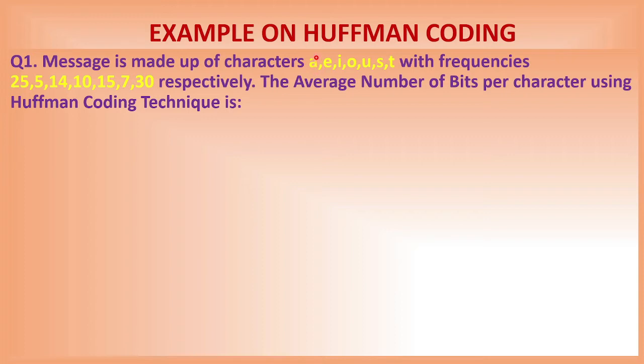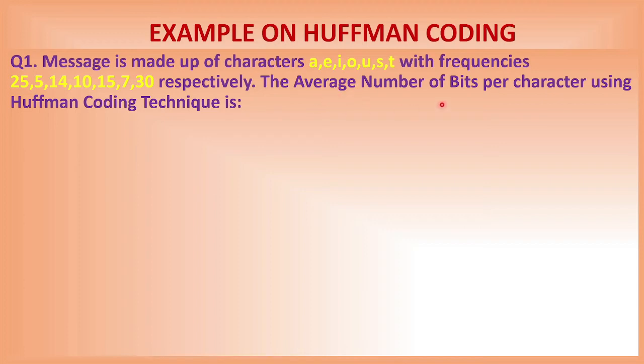Now, A's frequency is 25, meaning A is coming in the message 25 times. Similarly, E is coming 5 times, I is coming 14 times, O is coming 10 times, U is coming 15 times, S is occurring 7 times and T is occurring 30 times. So how many times the character is occurring in the message, that becomes its frequency.